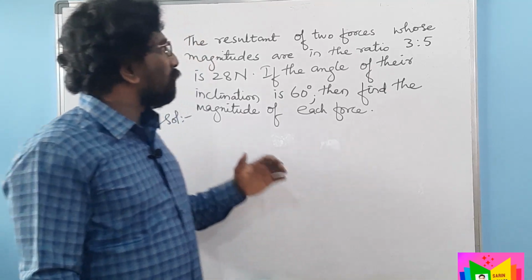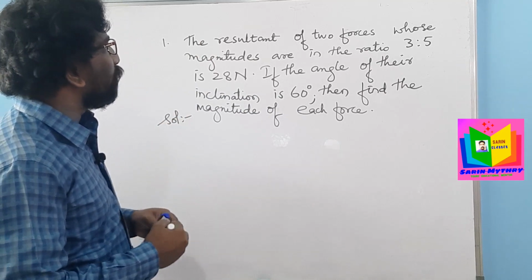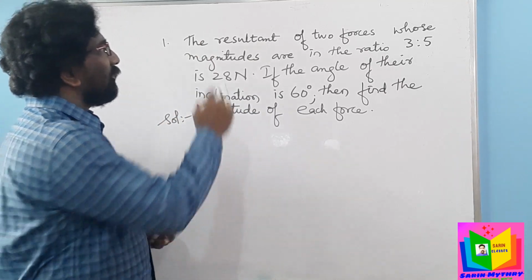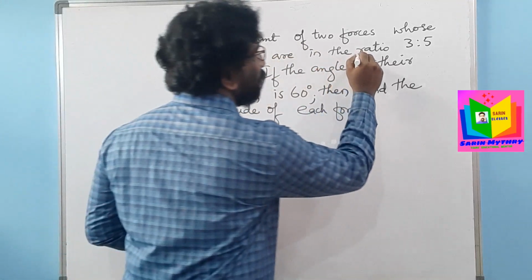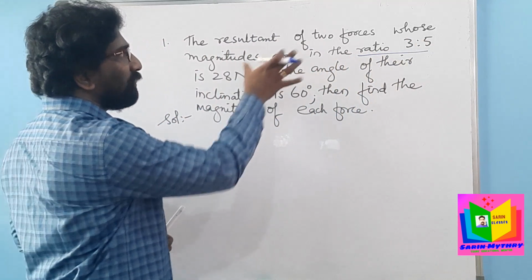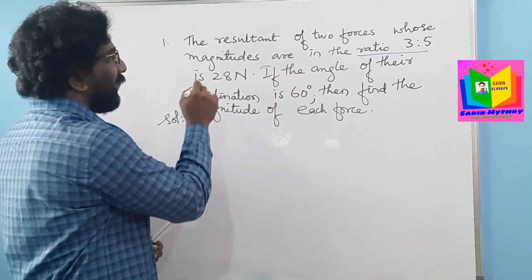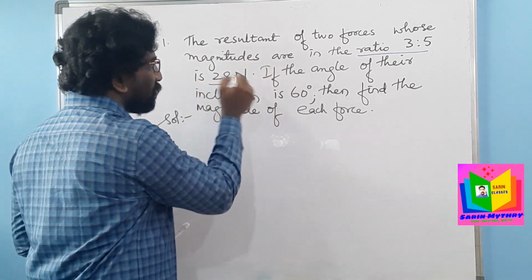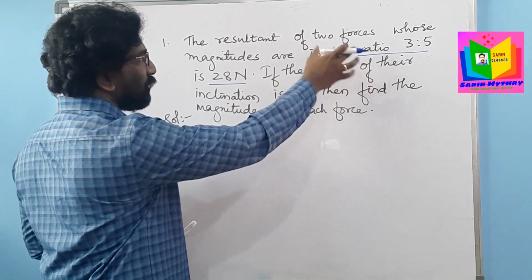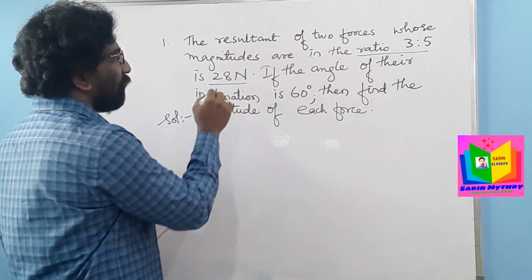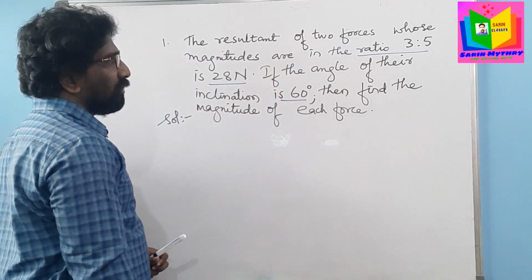Let's see another numerical regarding this vector addition. The problem given to us is that the resultant of two forces whose magnitudes are in the ratio of 3:5. The magnitudes are not given, but the ratio of those magnitudes is given for the two forces, and the resultant of the two vectors or the two forces is 28 Newton. If the angle of inclination between these two forces acting as vectors is 60 degrees, then find the magnitude of each force.